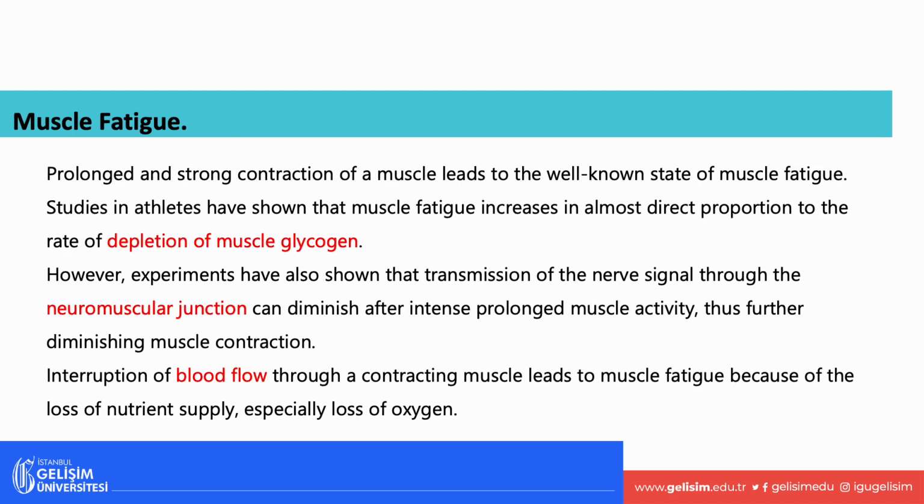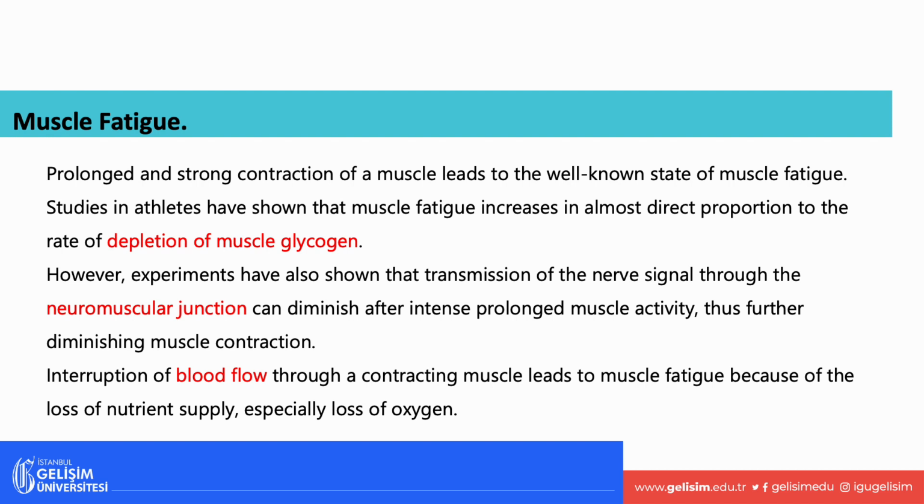All right, so muscle fatigue is a well-known state of tiredness and weakness that happens when a muscle is used strongly and for a long period of time. Muscle fatigue can also happen when the energy store has been depleted, for example, depletion of glycogen. Experiments have shown that the connection between nerves and muscles can weaken. They can get very weak after intense and prolonged muscle activity, making it harder for the nerves to communicate with the muscle. And this can further contribute to muscle fatigue.